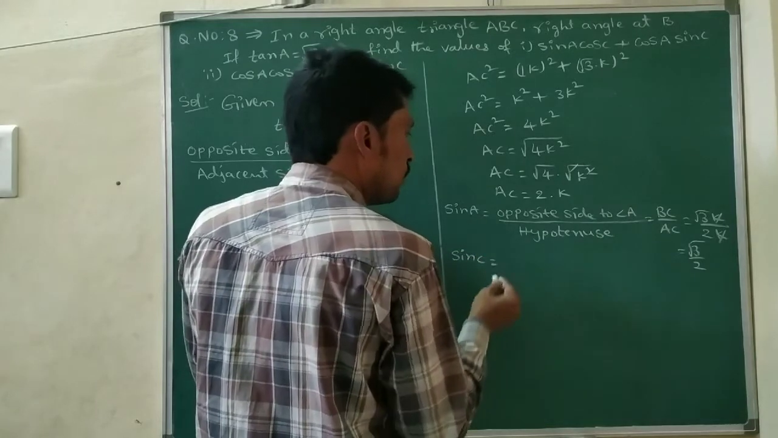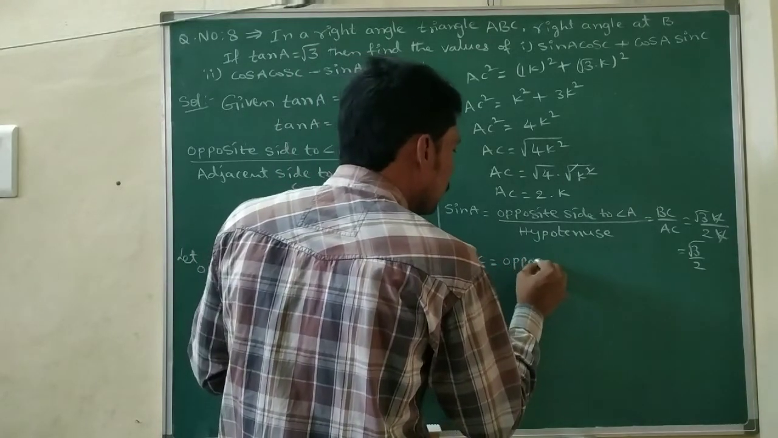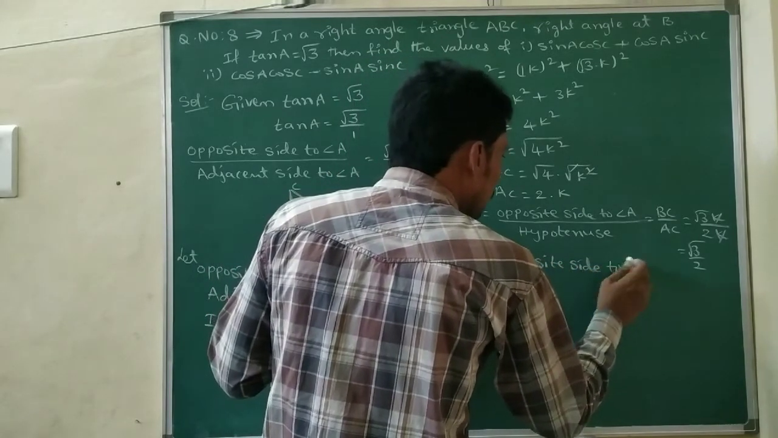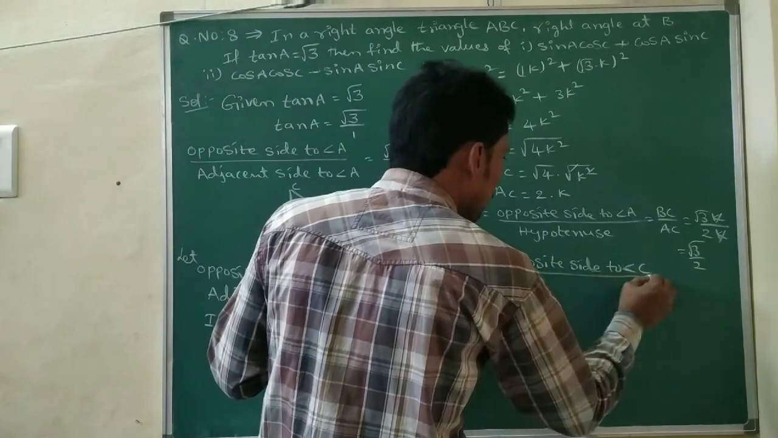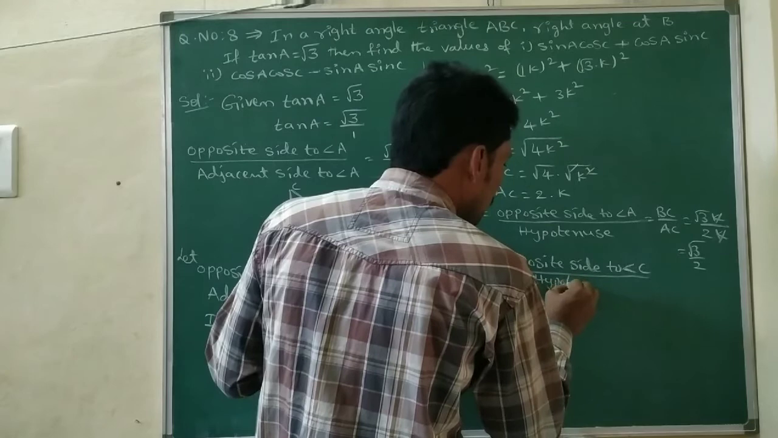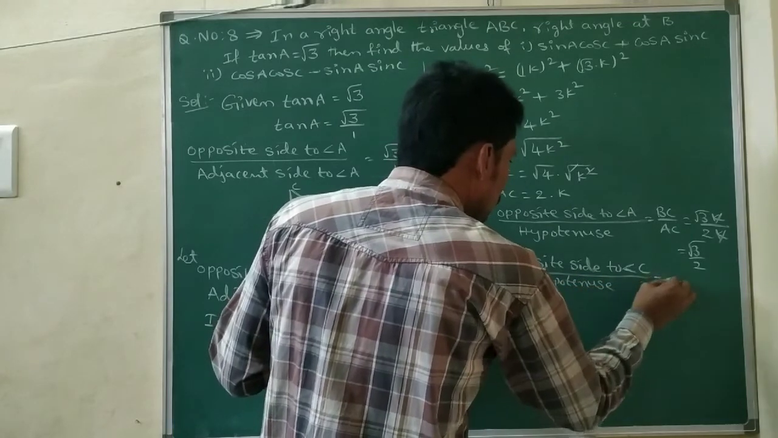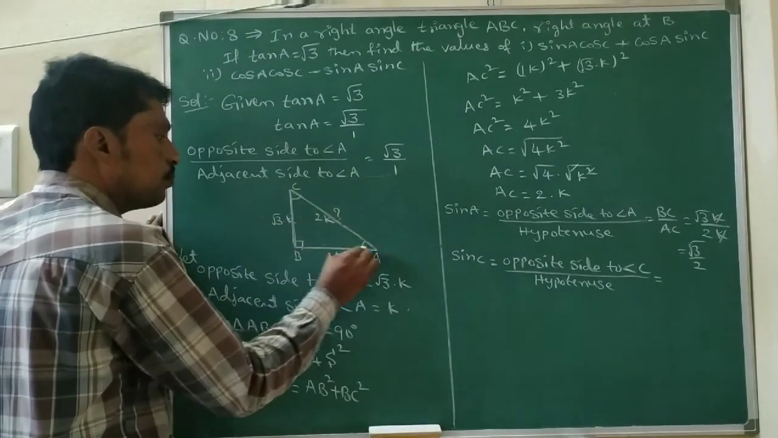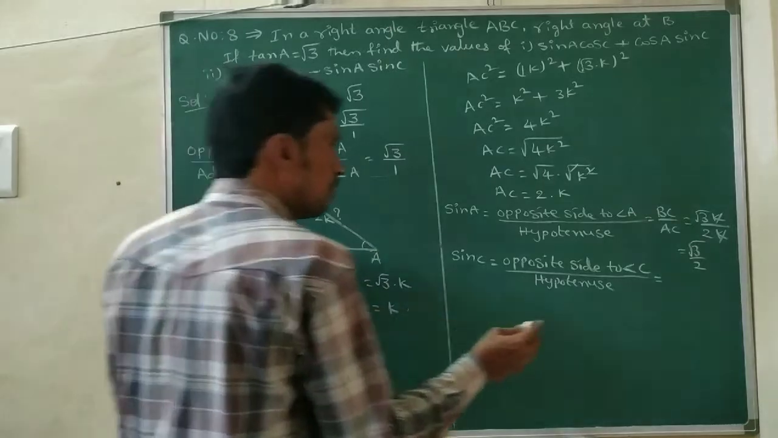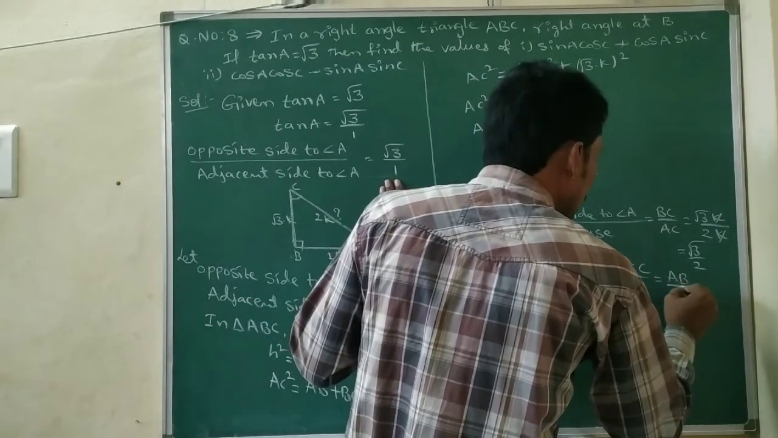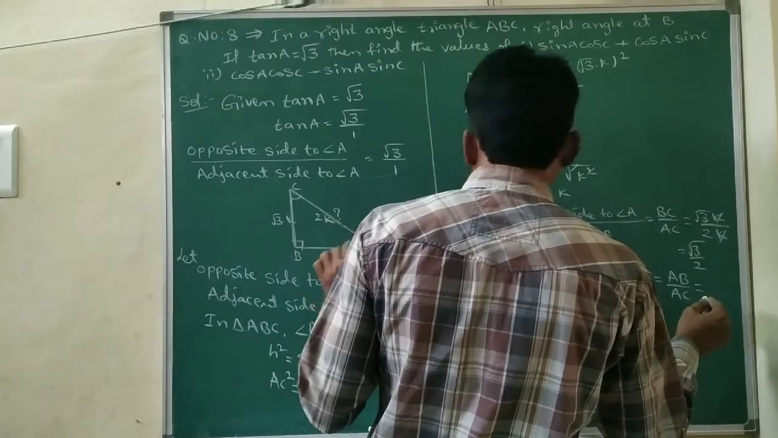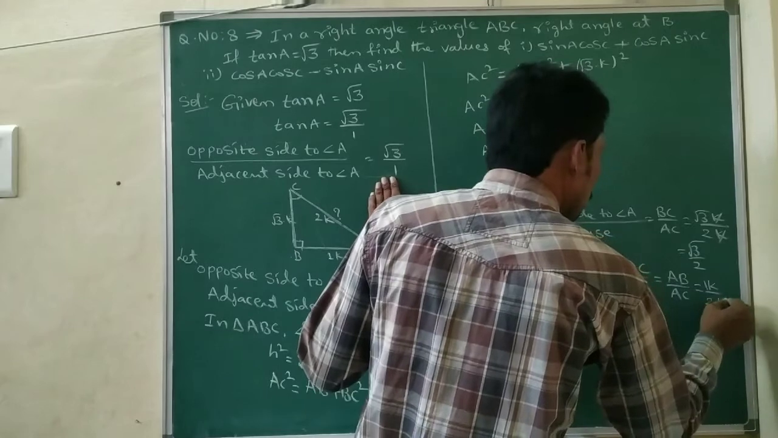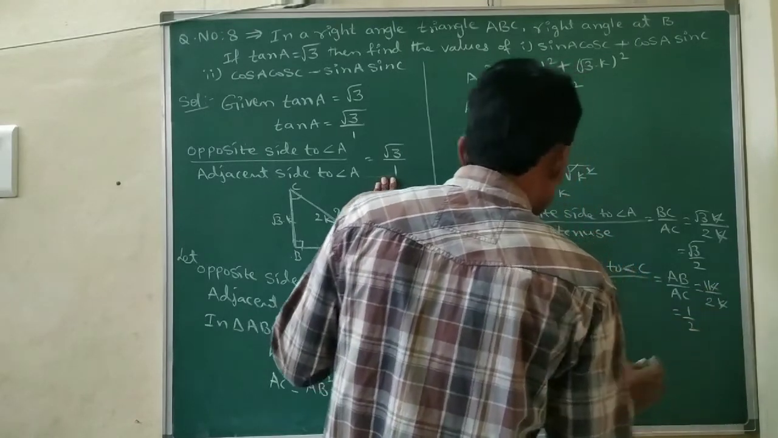Sin C. What is sin? Opposite side to angle C by hypotenuse. This is the angle C, the opposite side is AB, and the hypotenuse is AC. So AB by AC. AB is 1K and AC value is 2K. K and K get cancelled, and we are getting 1 by 2.